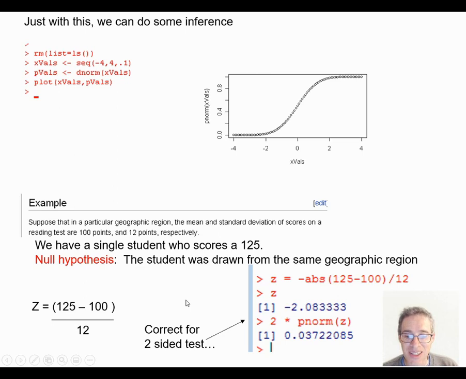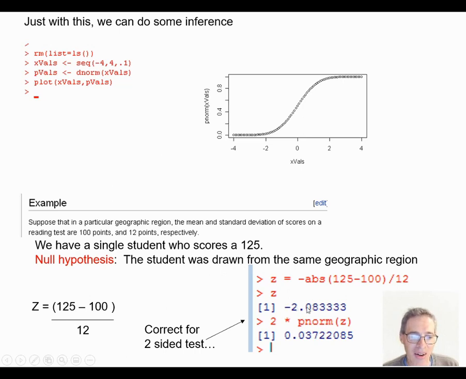But we can express this in terms of the standard normal distribution. We're taking our data point and changing it into a data point that comes from the standard normal distribution by subtracting off the mean of the distribution that we're testing against and dividing by the standard deviation. When we do that, we get 2.083. This should be a two-sided test, because the null hypothesis is that the student was drawn from the same geographic region. We didn't say that the student was doing better or worse than average, just drawn.